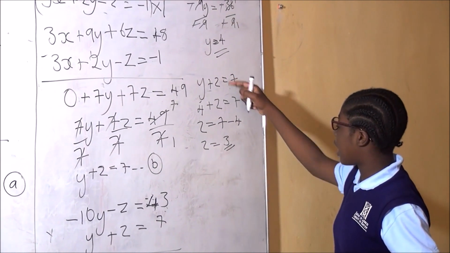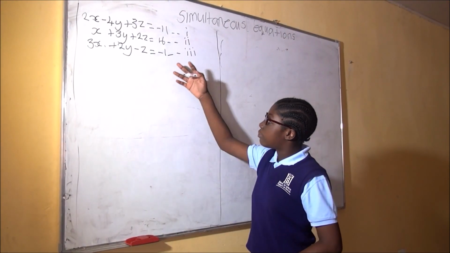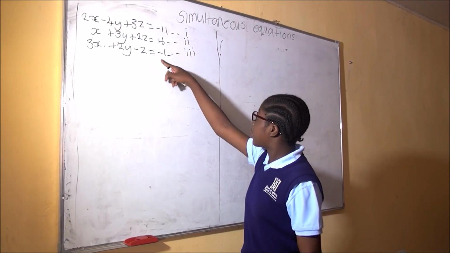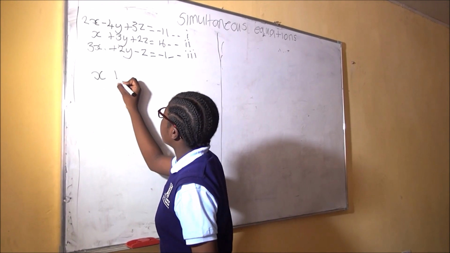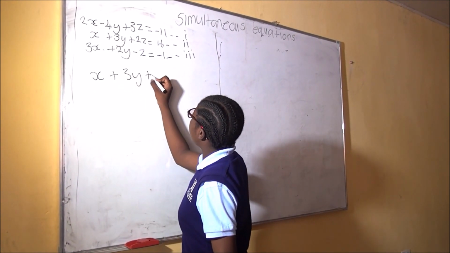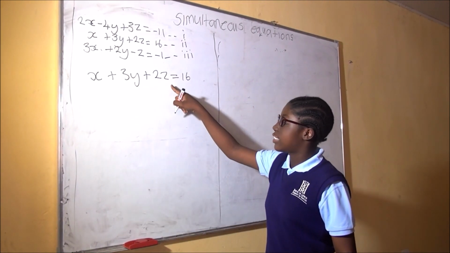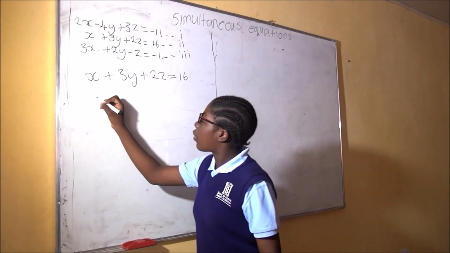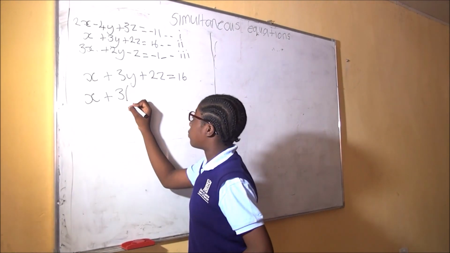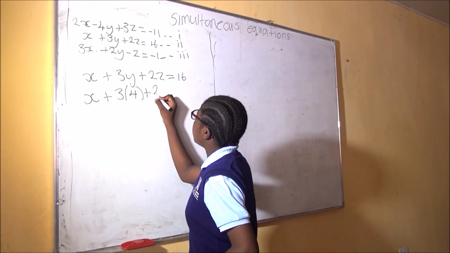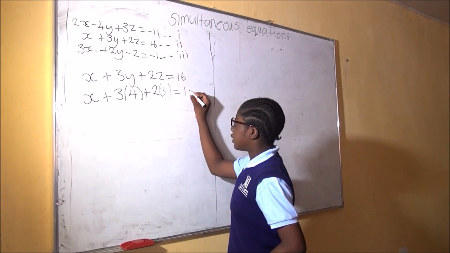Since we found our y and our z, we can now go to the main equations. When finding x, we need to choose one of the main equations, which is the first equation. So we're going to get x plus 3y plus 2z is equal to 16. We substitute y and z by the answers we found. So we're going to have x plus 3, our y was 4, so we substitute 4, plus 2, our z was 3, so we substitute 3, is equal to 16.